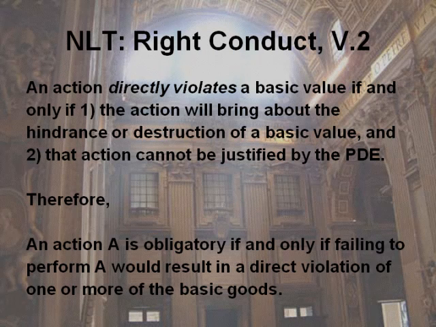Now, taking this into consideration, we now need to revise our theory of the right. We're going to say that an action directly violates a basic value if and only if, one, the action will bring about the hindrance or destruction of a basic value, and two, that action cannot be justified via the PDE. This brings us to our second form of right conduct. An action A is obligatory if and only if failing to perform it would result in a direct violation of one or more basic goods.